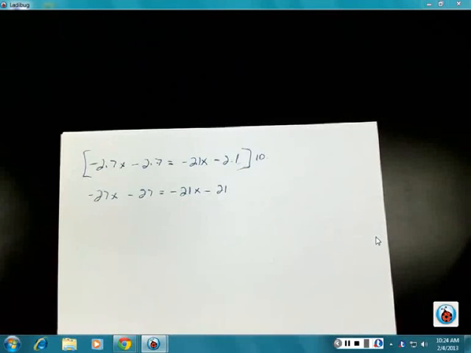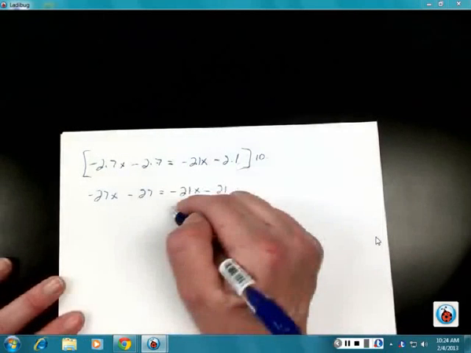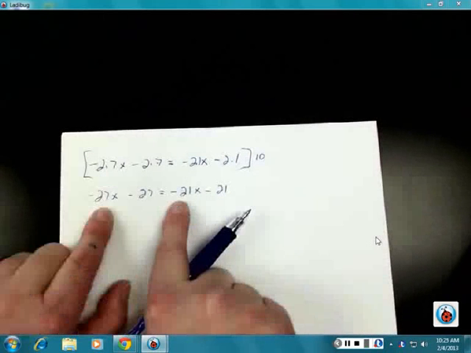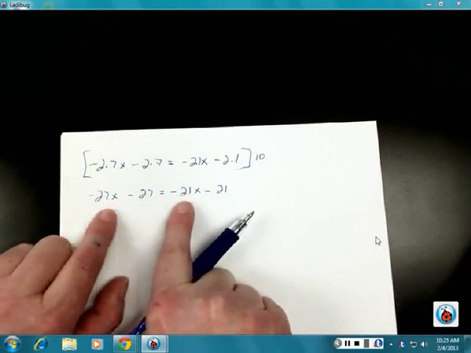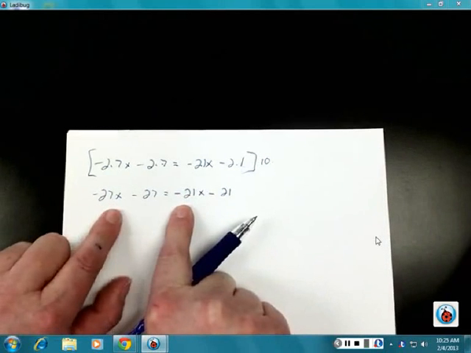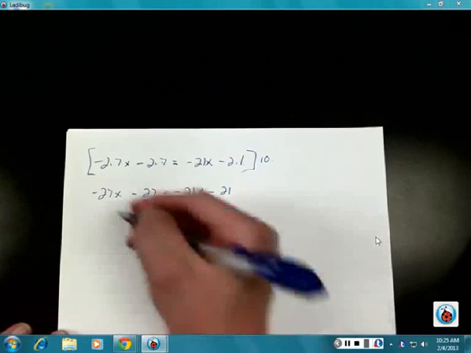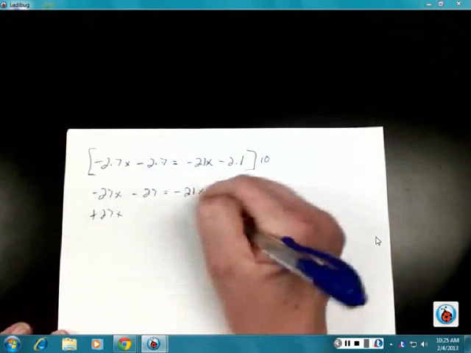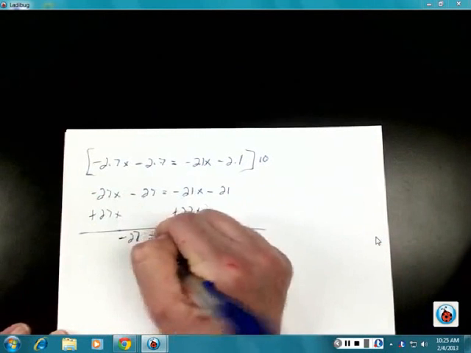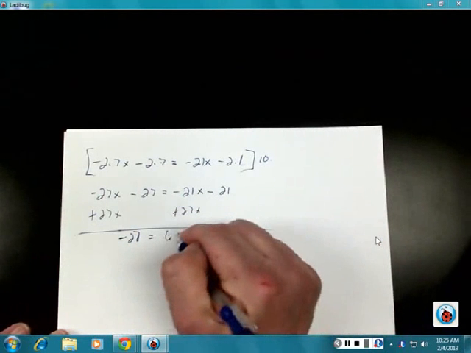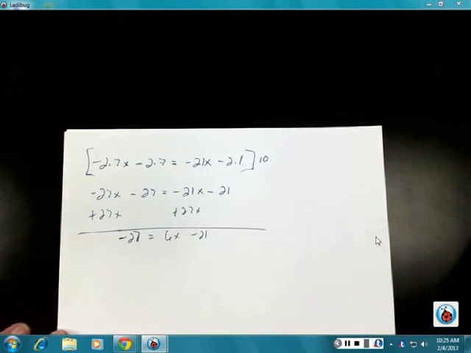Okay. Now, get x off the right. So how do I do it? Plus the 21 or plus the 27? I got both of you. Somebody's saying each one. Which one do I want to move? 27. Because it's smaller. Okay? So add 27x to both sides. That leaves me with a negative 27 is equal to 6x minus 21. Now what? Plus, add 21.